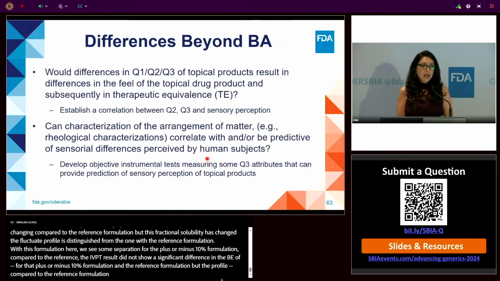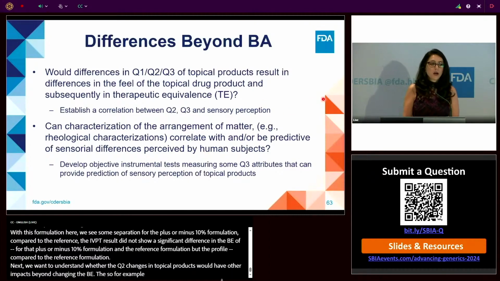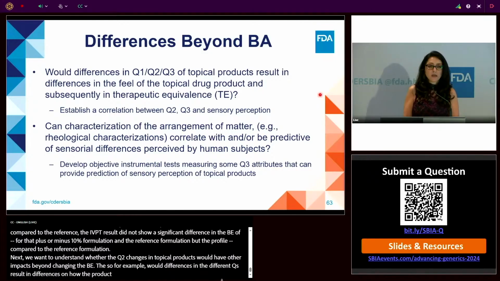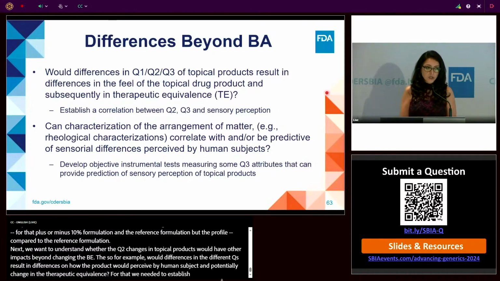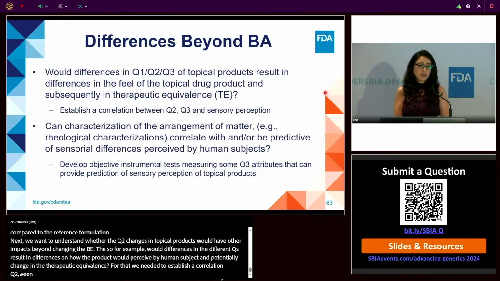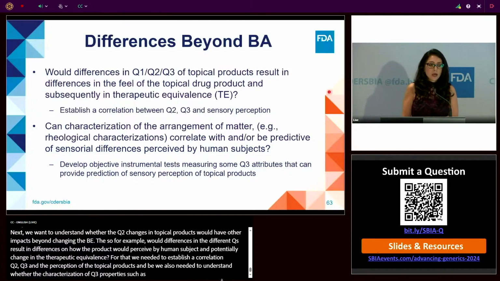Next, we wanted to understand whether the Q2 changes in topical products would have other impacts beyond changing the bioavailability. For example, would differences in Q1, Q2, Q3 of topical products result in differences in how the product would be perceived by human subjects and potentially change therapeutic equivalence. So for that, we needed to establish a correlation between Q2, Q3, and sensory perception of topical products. And also we needed to understand whether the characterization of Q3 properties, such as rheological behavior of topical products, predicts the sensorial differences that may be perceived by subjects.